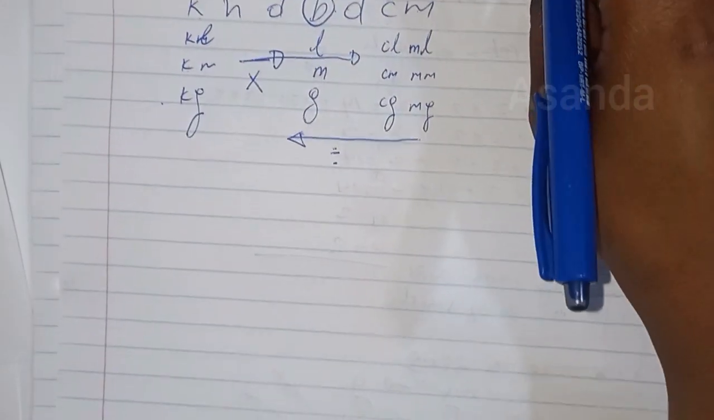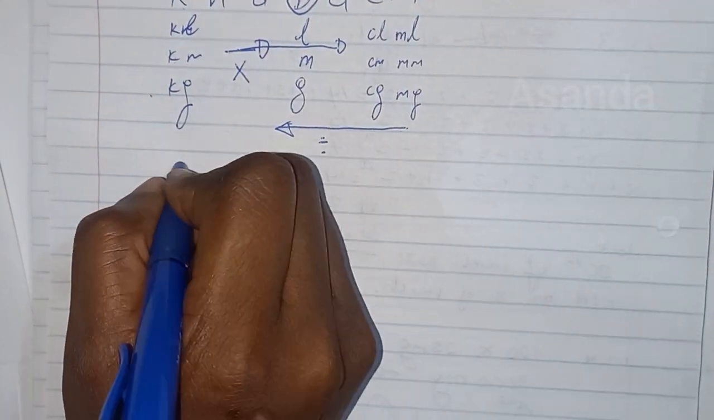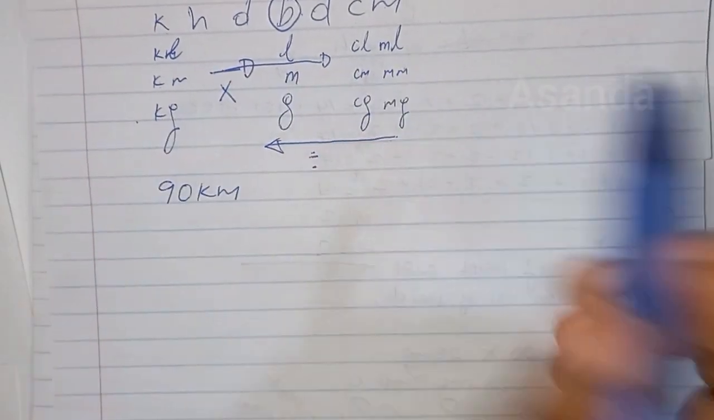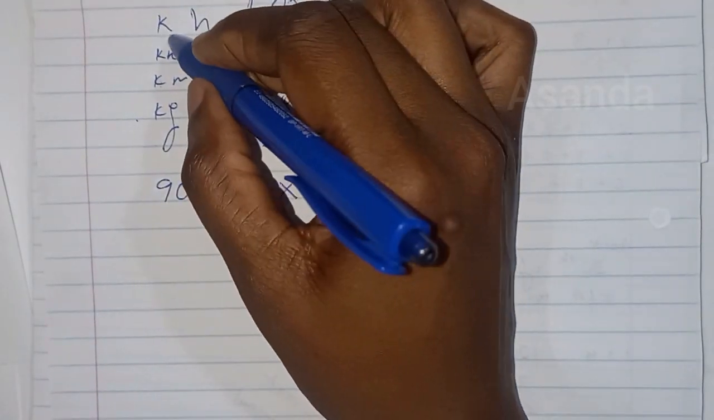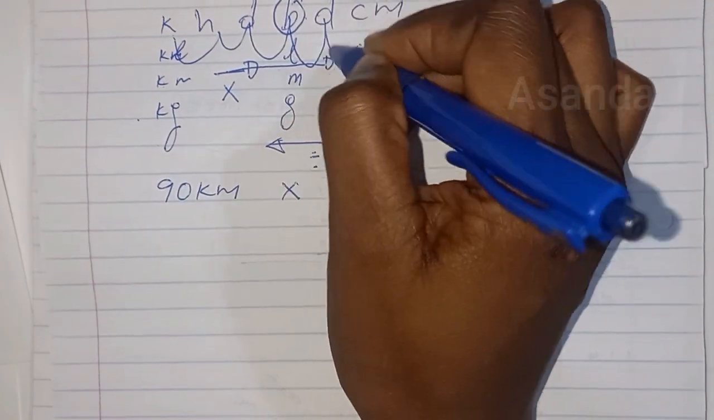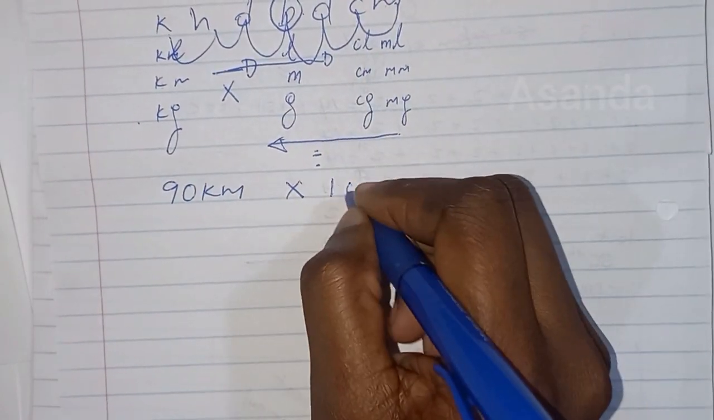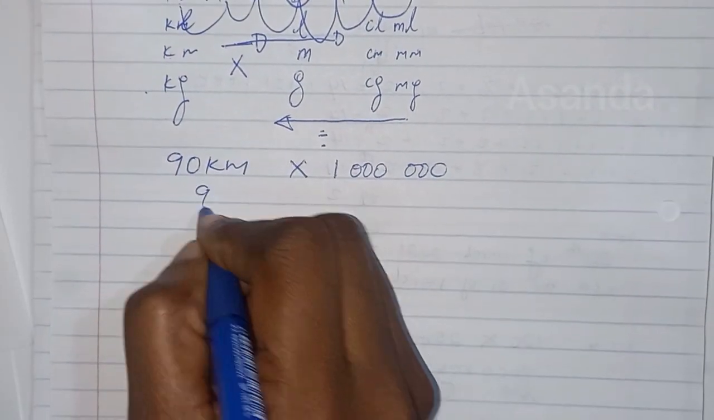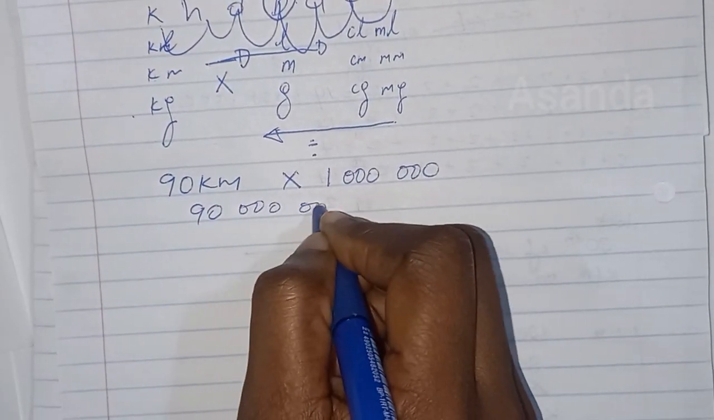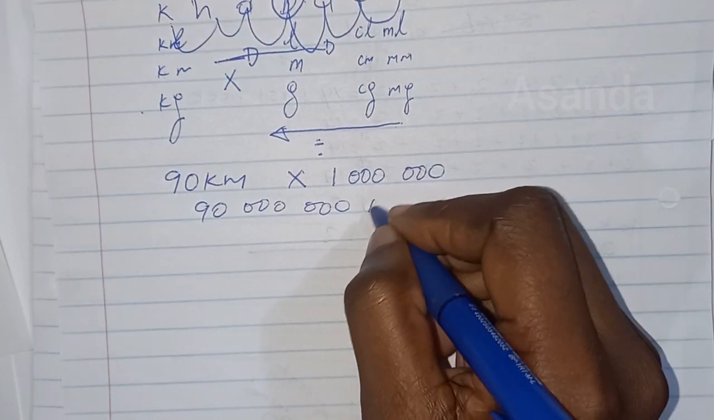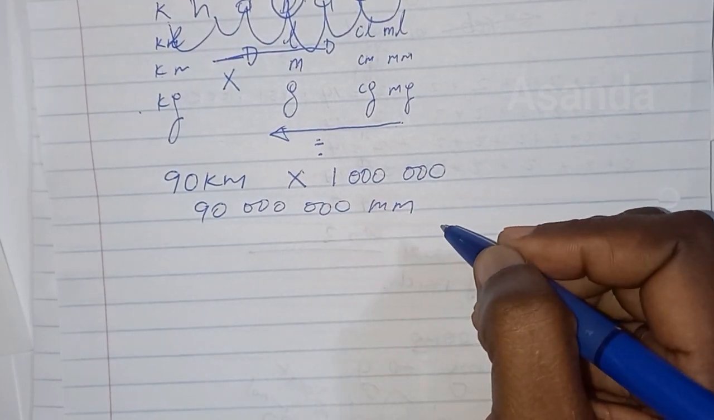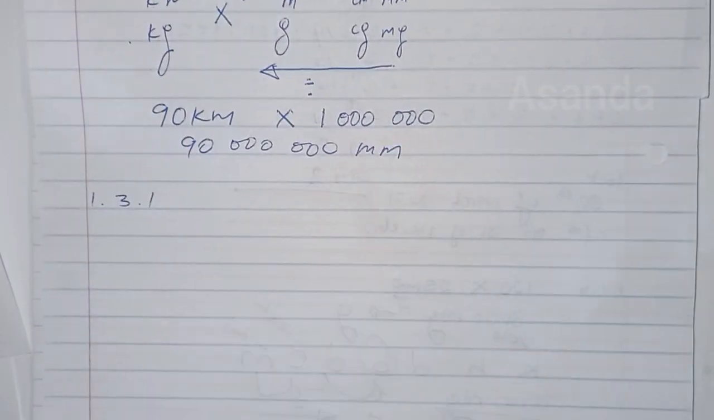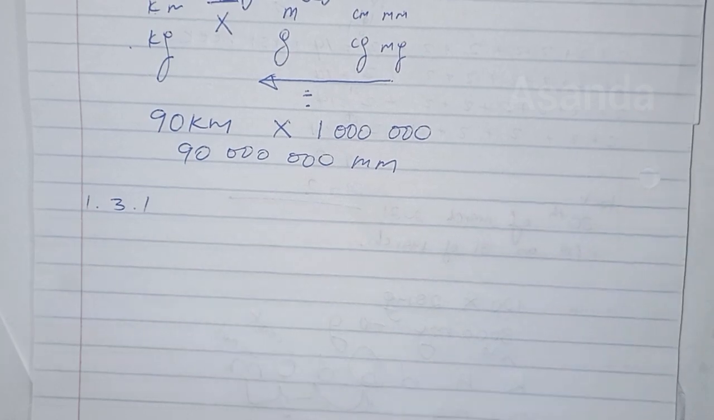Great. Now let's answer the question. 90 kilometers. Obviously, we're going from big to small. We're going to multiply by what? 1, 2, 3, 4, 5, 6. Ooh, 1 and 6 zeros. That's a lot. And it's going to be 90 million. Check it on the calculator. And you have 90 million millimeters. Adorable. 1.3.1. I love questions like this, they are just free marks.